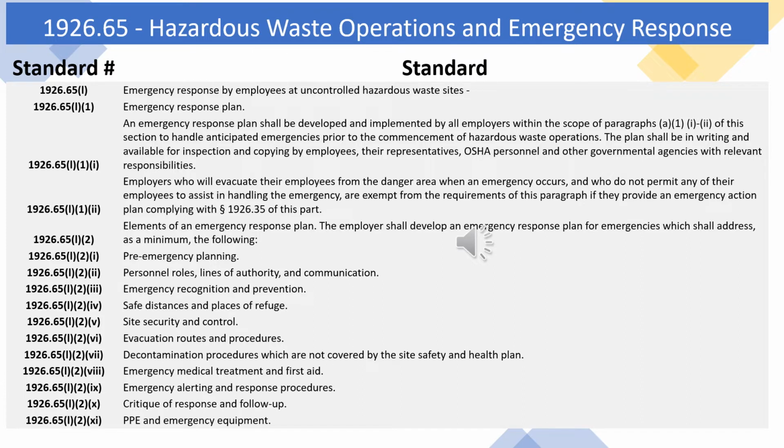1926.65 L2-1 Pre-emergency planning. 1926.65 L2-2 Personnel roles, lines of authority, and communication. 1926.65 L2-3 Emergency recognition and prevention. 1926.65 L2-4 Safe distances and places of refuge. 1926.65 L2-5 Site security and control. 1926.65 L2-6 Evacuation routes and procedures.